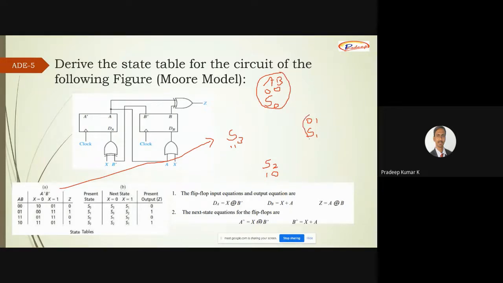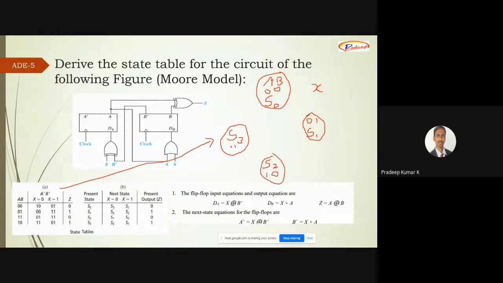This is the second state, this is the third state, and this is the fourth state. In order to move from one state to another state, there is an activation key which is called X. Now analyze the truth table. I have taken A and B as 0 0.